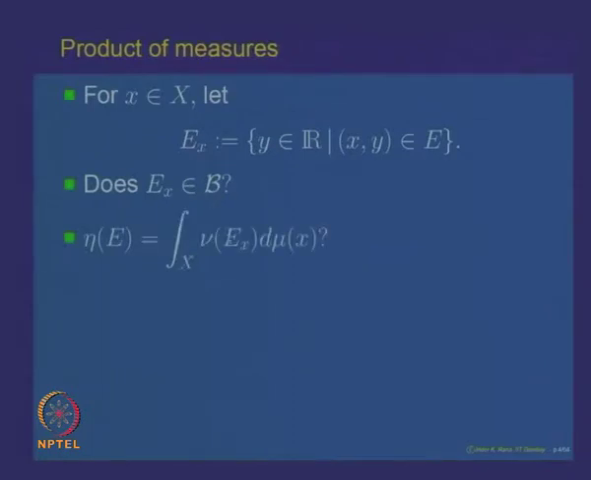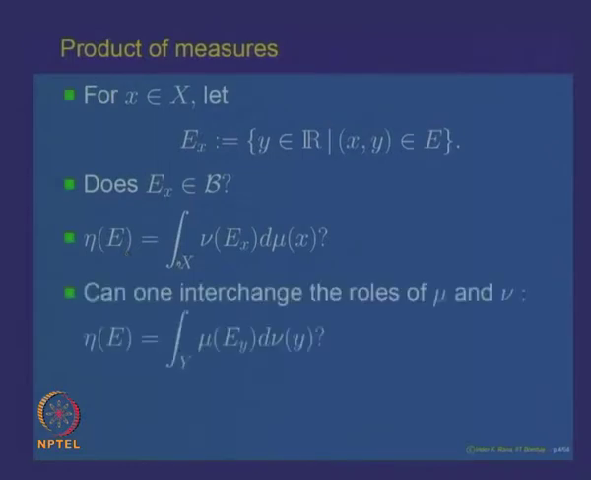If yes, then we can define nu of E lower x, which depends on x. So, we get a function x going to nu of E lower x. The question is, is that a measurable function as a function of x? If it is measurable, we can define its integral with respect to mu and then ask whether that is equal to the product measure of E. And similarly, can we interchange the role of x and y? These are the questions we want to analyze.